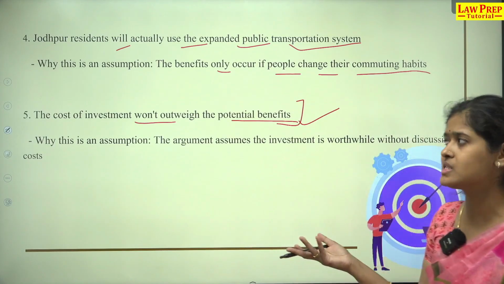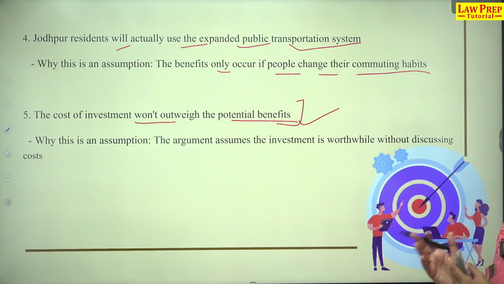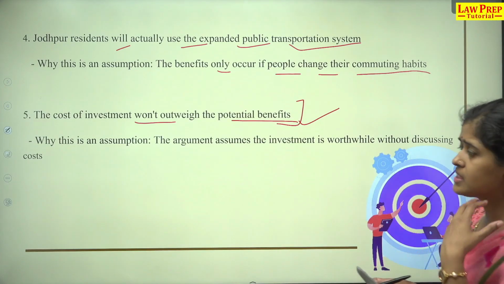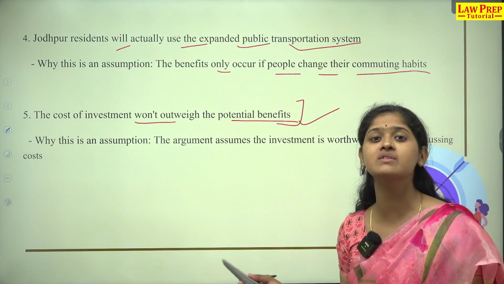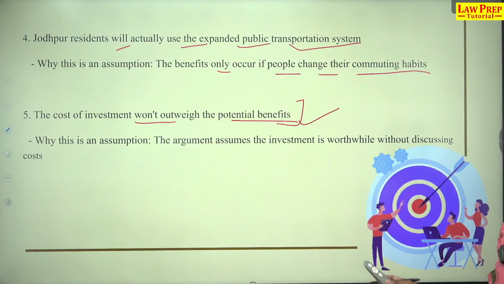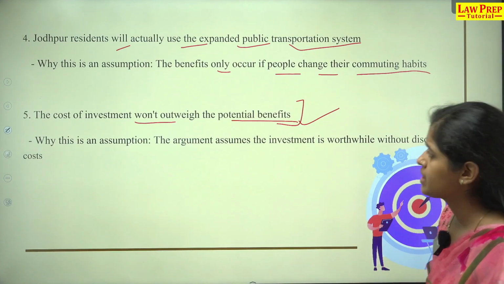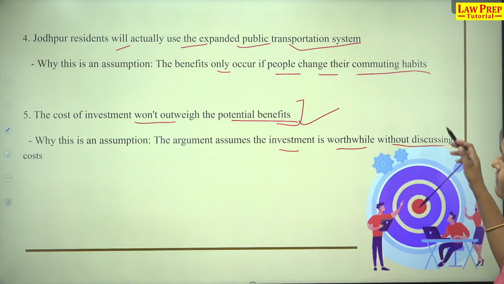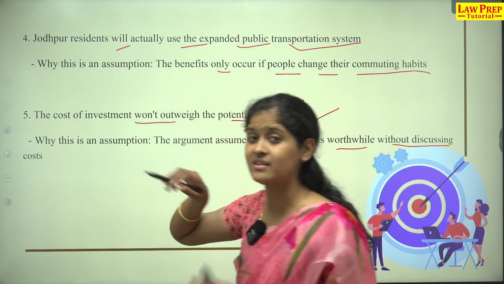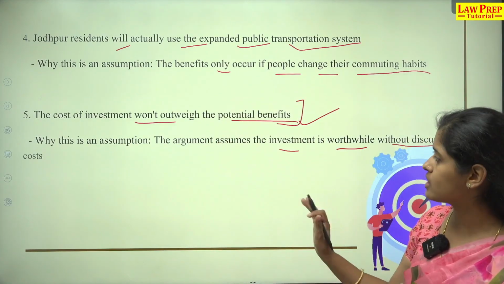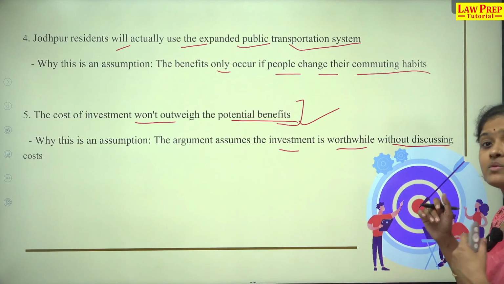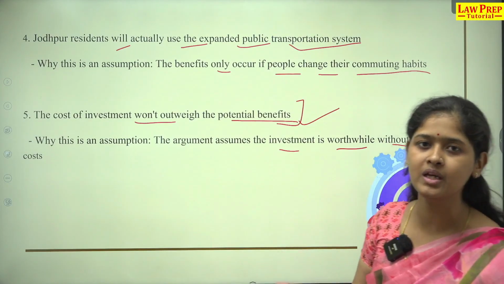Someone can assume that the cost of investment and the potential benefits will have some sort of coherence. They will be in tandem with each other. The argument assumes the investment is worthwhile without discussing cost. This is why it has written "should invest," right? Should invest, because the author is assuming that this investment is worthwhile and it will reap benefits for the public.